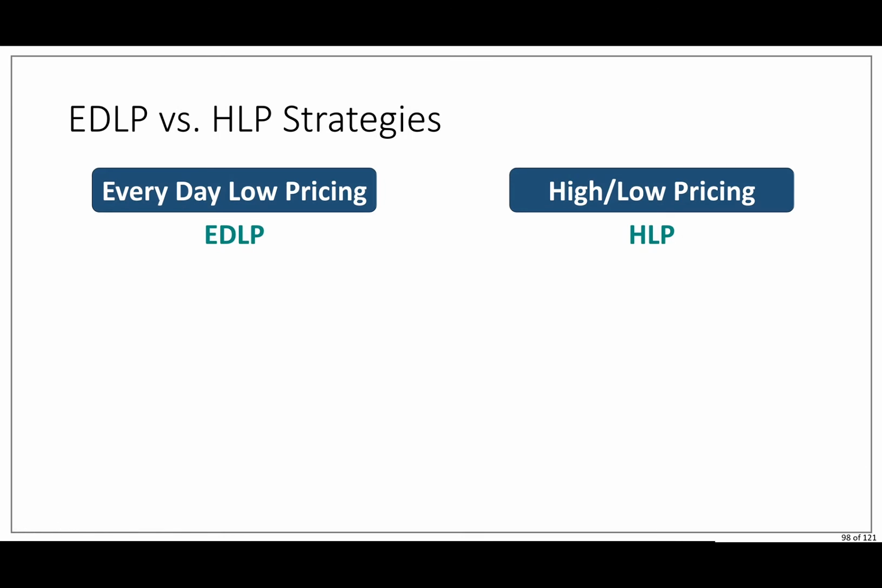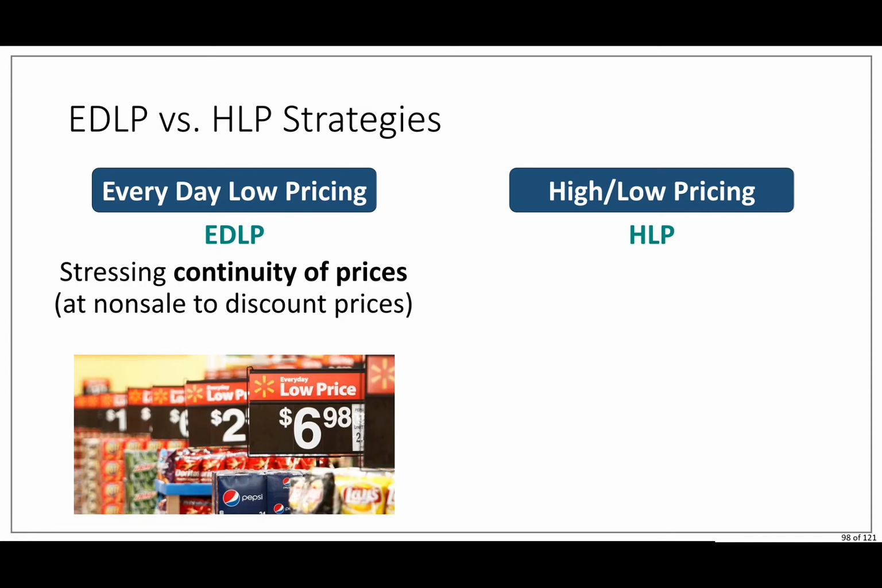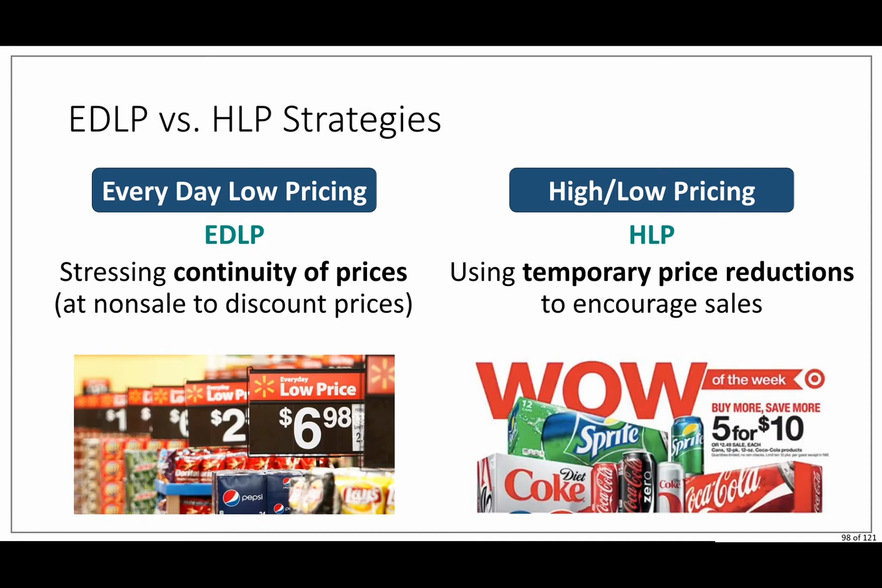There are different price strategies. You just need to be familiar with these two. The first one is everyday low pricing. Do you know what's everyday low pricing? You could think about Walmart. Their price is always low. Even if you don't go to Walmart, you know that their price is cheap. This is called everyday low pricing. You don't have to go on a specific day.